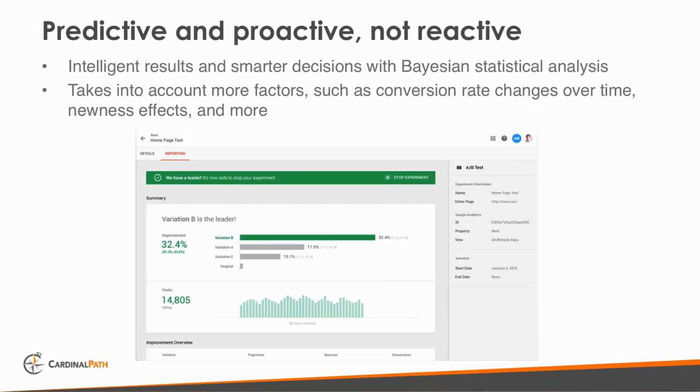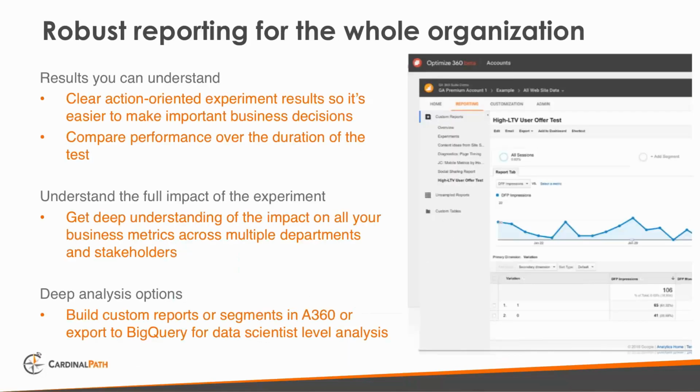We went with an approach called a Bayesian inference approach, and that lets us do a lot of things that are really smarter and more advanced because we can take into account more factors about how your test is behaving, such as if that conversion rate changes over time. Maybe there's a newness effect when users see that test for the first time that wears off over time. And so what we're trying to do is give you more accurate results. Let's go ahead to the next slide, Dave.